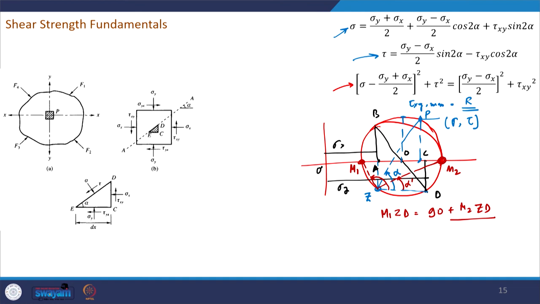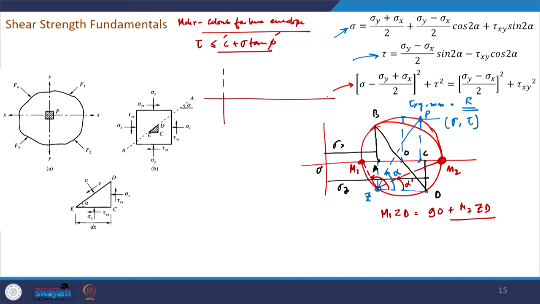Now, one more additional concept which we should discuss before talking about the triaxial test is the Mohr-Coulomb failure envelope. According to Coulomb, because we have discussed the Coulomb theory, the condition of failure in the soil is that tau should be less than or equal to c plus sigma tan phi. If we know the value of c and phi, we can plot the Mohr-Coulomb envelope. And how do we do that? It is very simple. We take the same axis system.